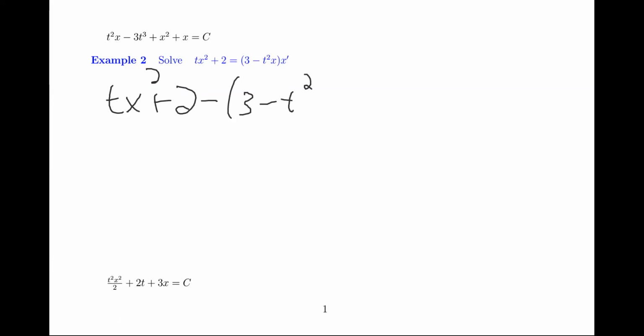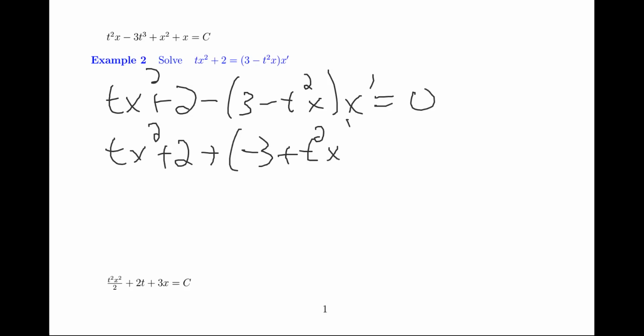So here in example 2, we get tx squared plus 2 minus 3 minus t squared x, X prime is equal to 0, which is tx squared plus 2 plus negative 3 plus t squared x, X prime is equal to 0.